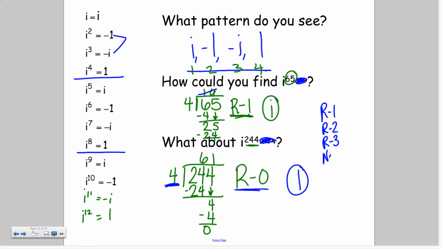This will help you, just so that way you know what you're looking at and you know what the order is. But this is just saying remainder of 1, I have i. Remainder of 2, I have negative 1. Remainder of 3, negative i, and no remainder, I have 1. So that way when you get ready to do these, then you're good.